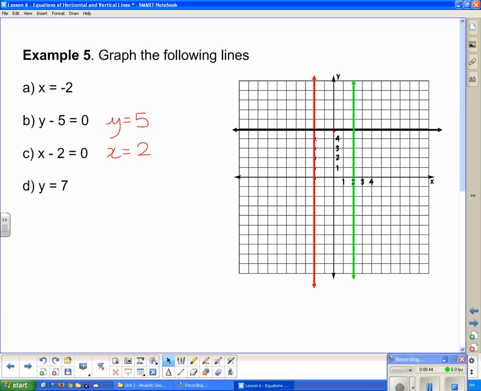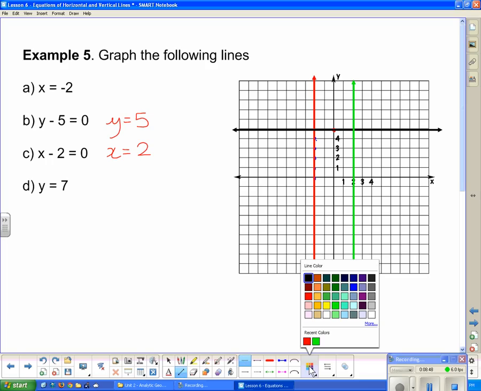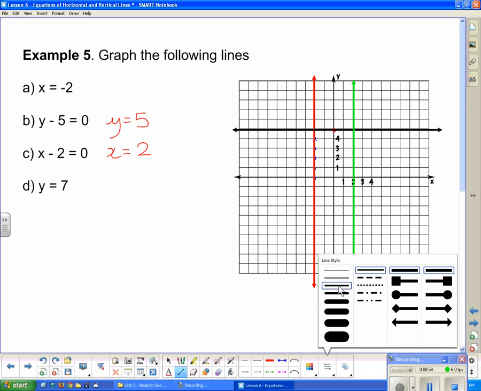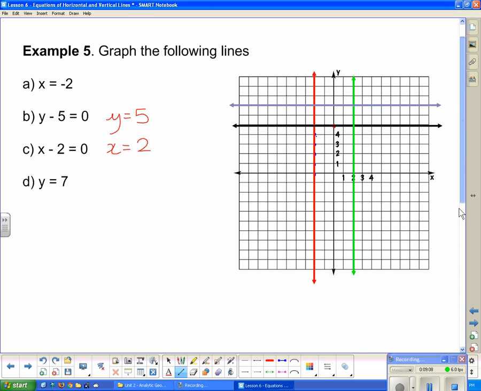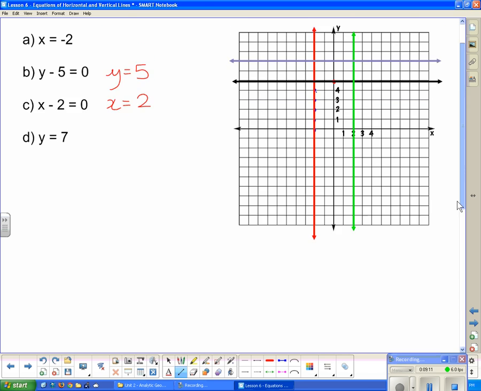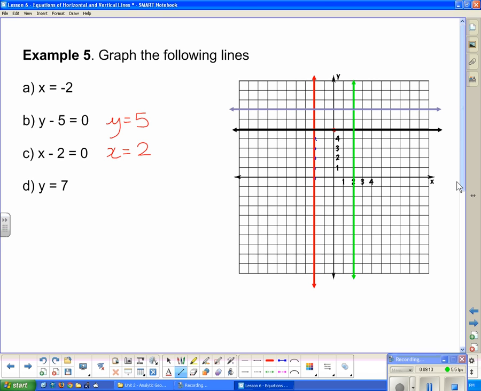And lastly, y equals 7. I just need to find 7. Let's make this one purple. And I need to go to where y's are 7. And that will be right here. And just draw my line on for y equals 7. And that's all there is to it, ladies and gentlemen. Those are equations of horizontal and vertical lines, and graphs of horizontal and vertical lines.